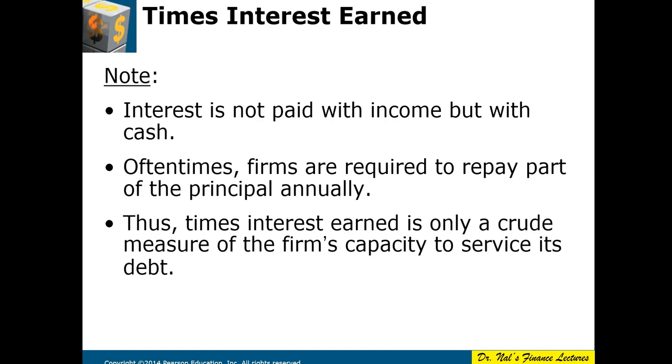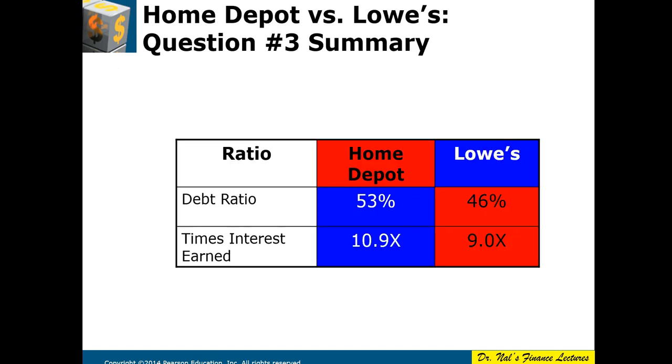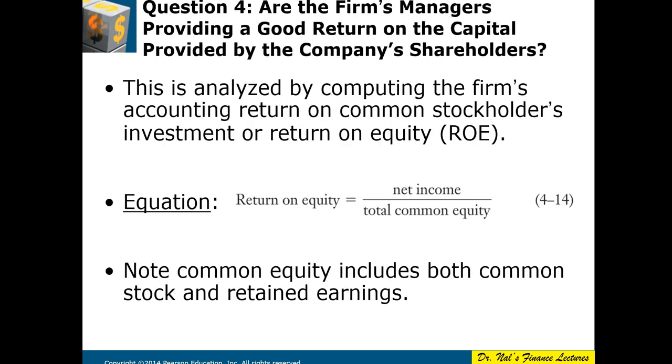And there are some notes that you can also have a look into. So now we can enter the summary for question 3, how do we finance our operations. In terms of that ratio, Lowe's does better than Home Depot, but in terms of times interest earned, it seems Home Depot is doing a better job than Lowe's.